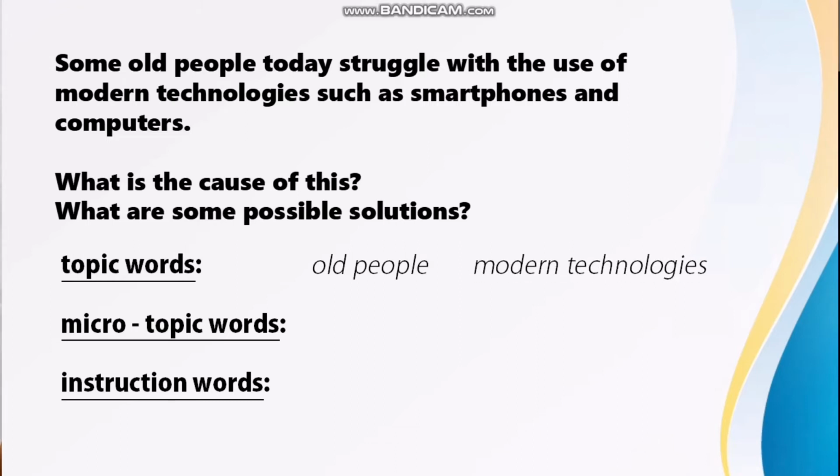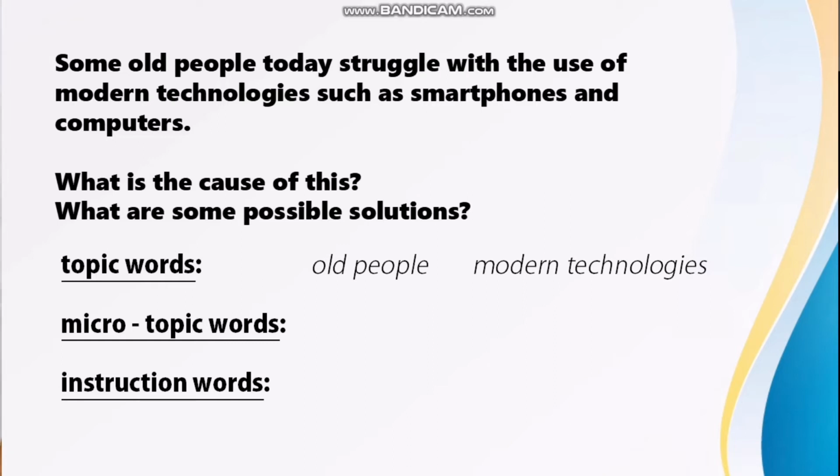It will be a bad thing for you students if you're only going to focus on old people as your topic word, because both of them should be in the topic word. So old people and modern technologies, okay?